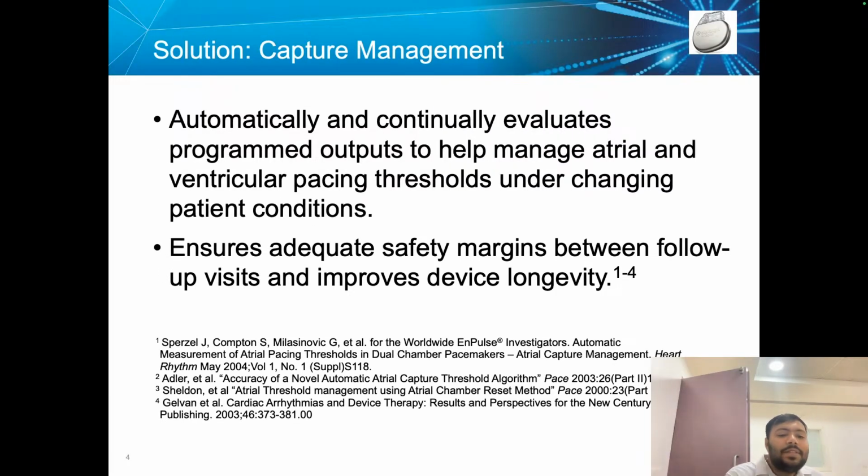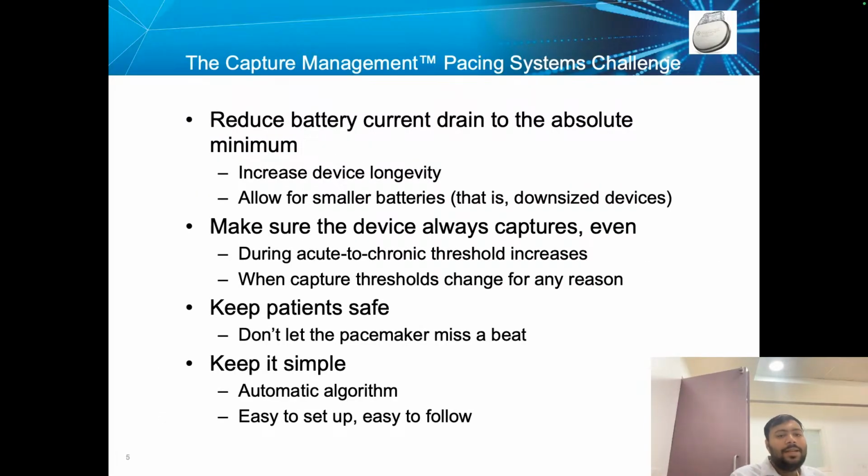So we've seen that the solution is capture management. Now I'll step into how capture management is going to work, and these are the advantages of what will happen if you use capture management.